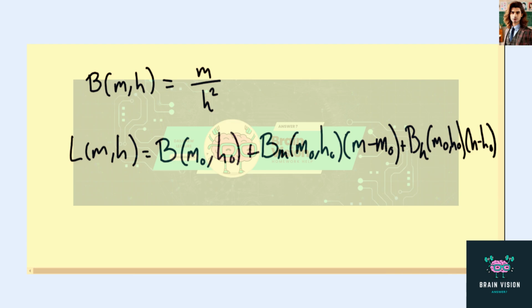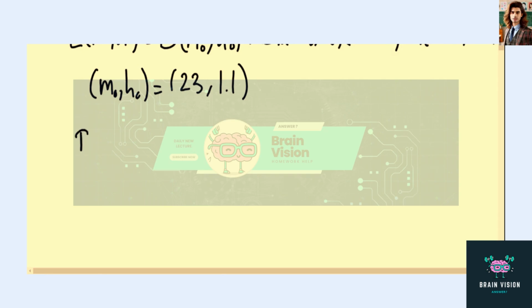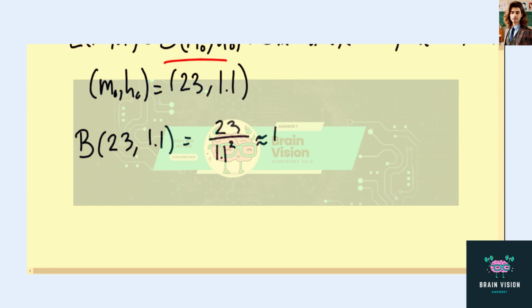Okay, so that's what we're working with. So let's just sort that out. We're given that our m naught h naught are equal to 23 kilograms and 1.1 meters. Let's start by calculating this first piece of our puzzle. So b at 23 and 1.1 is simply the formula as it is, 23 divided by 1.1 squared, and that ends up being roughly equal to 19.